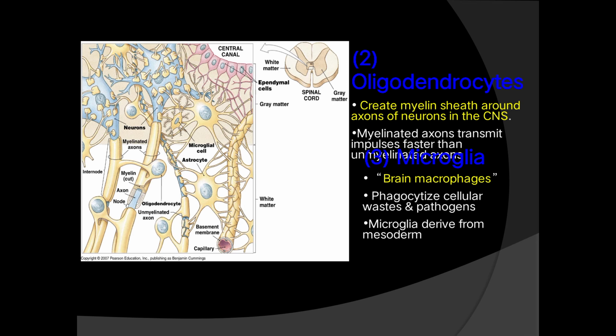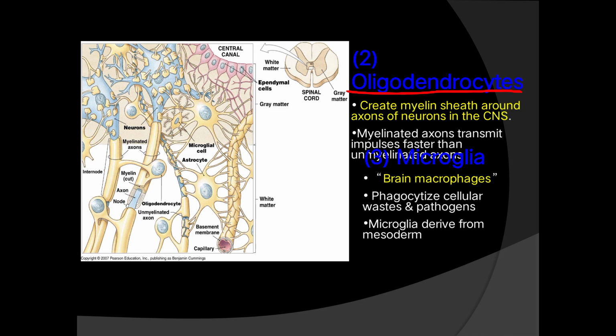Next is the oligodendroglia. Oligodendroglia create the myelin sheath around the axon of the neuron in the central nervous system. What are they doing? They form the myelin sheath around the axon, and the myelinated axon transmits impulses faster than unmyelinated neurons.